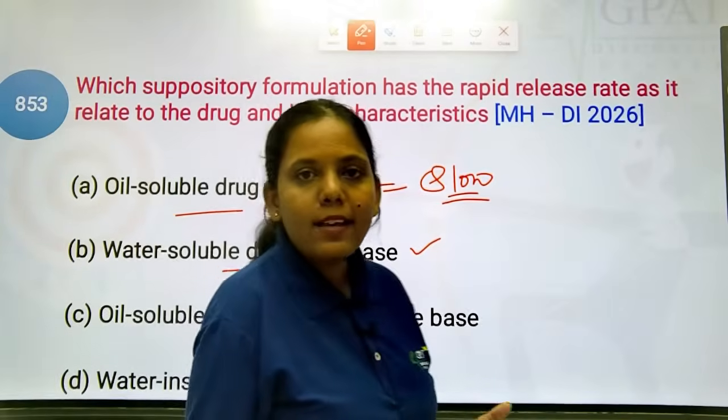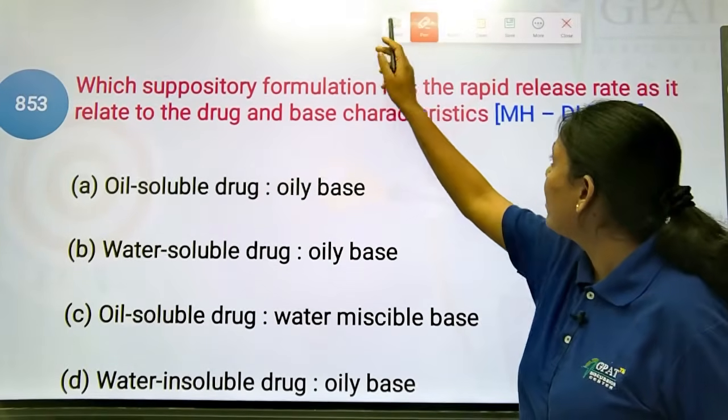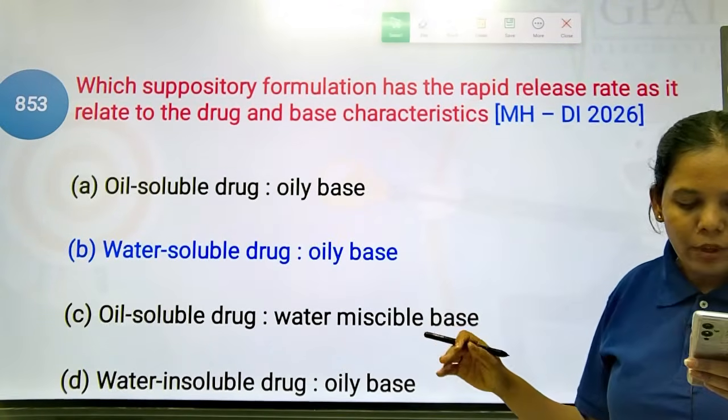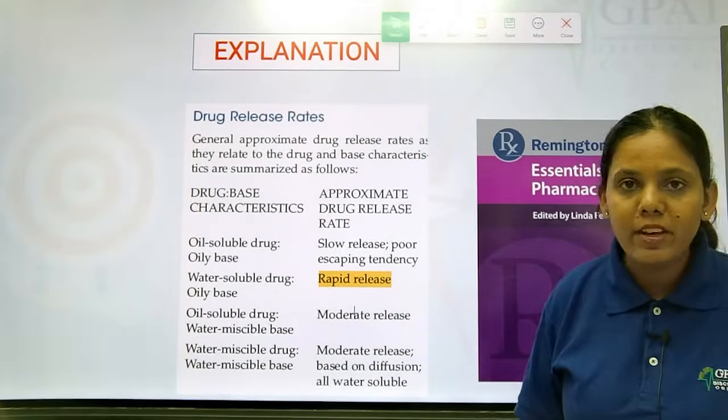Option B is the right answer, because this will show a slow release rate. This was asked in the Maharashtra DI examination. Please be careful, all these questions have been asked in your previous examinations.